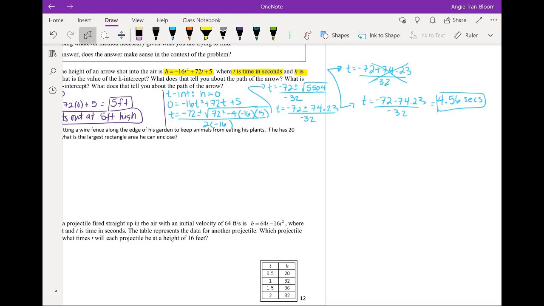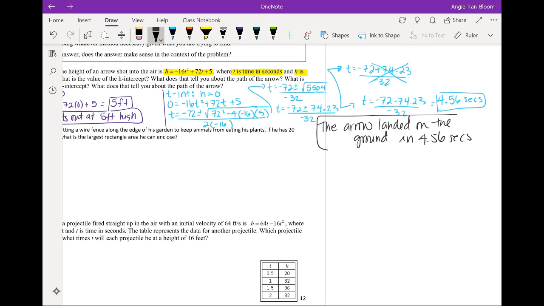Okay? So that's what we want to write. The arrow landed on the ground in 4.56 seconds. Or you can write any version of that. It doesn't have to be word for word.